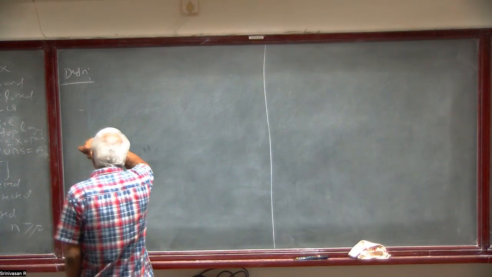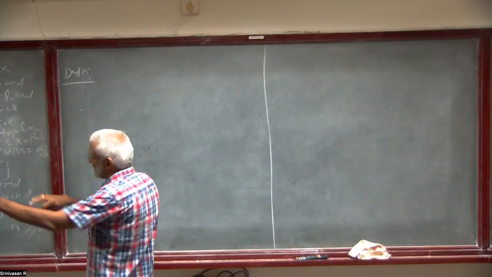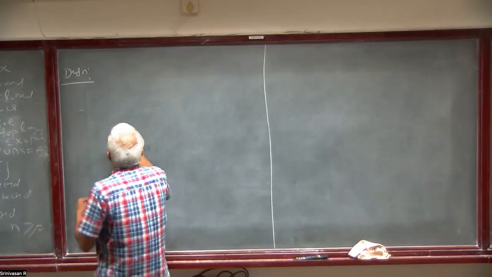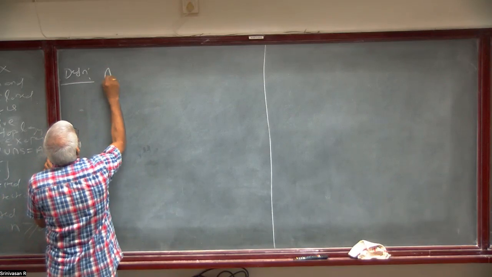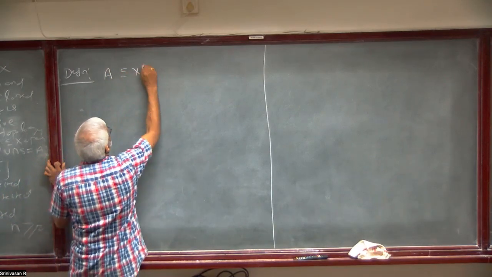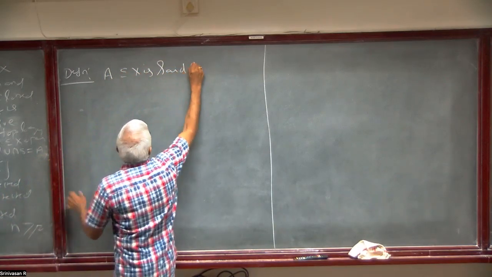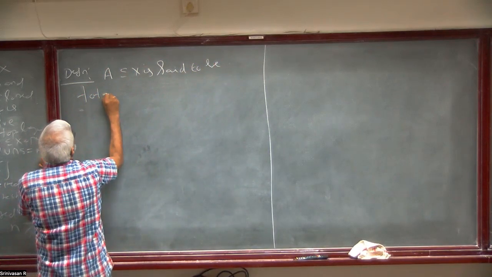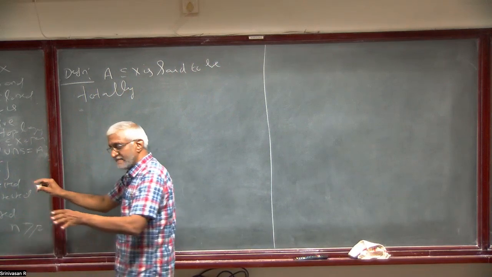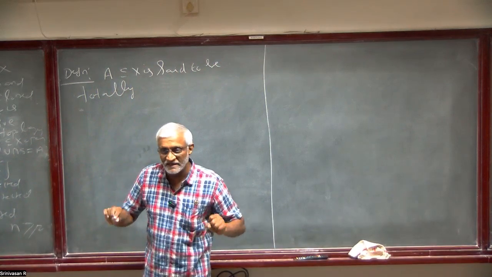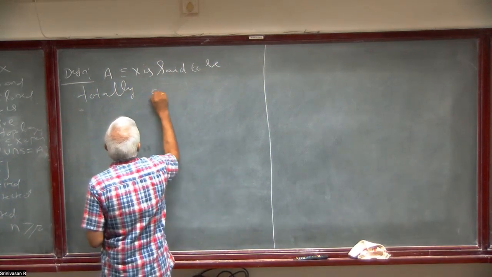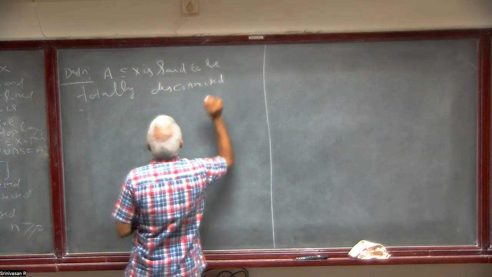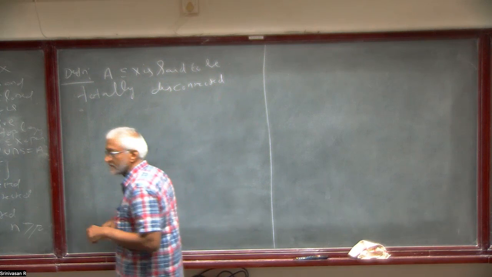So this is another definition. We want another extreme case when compared to connectedness. A subset A contained in X is said to be totally disconnected. Of course, if it is not connected, then we call it disconnected. Something is totally disconnected if there is no connected component or something.